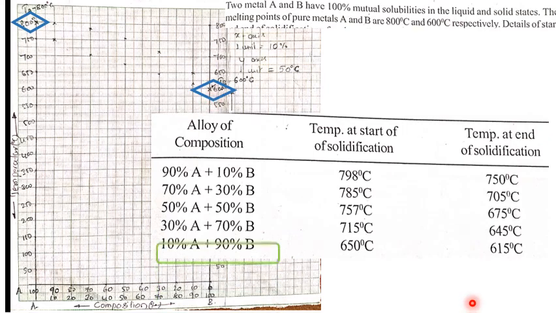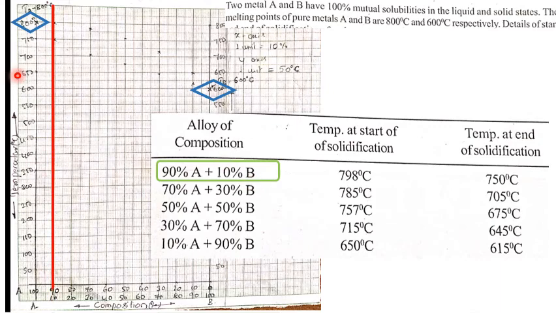Next step is taking the composition 90 and 10. Just don't draw the line, just say this is the line corresponding to 90 and 10. On this line you need to mark the start of solidification, that is 798, which will come here, and 750 will come here. So on that 90 and 10 line you need to mark these two temperatures.